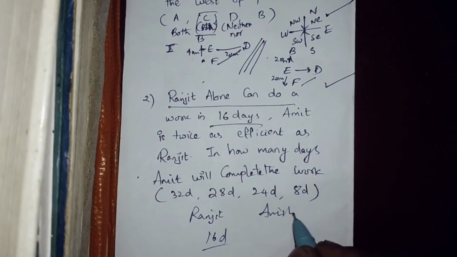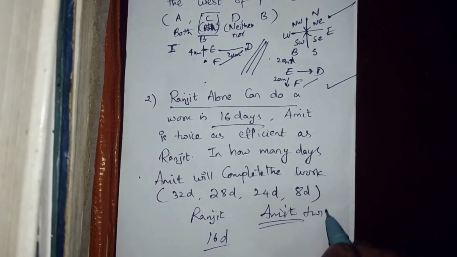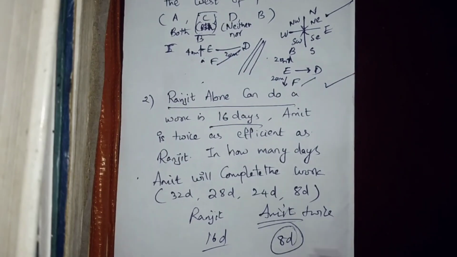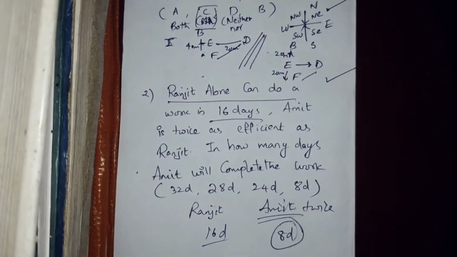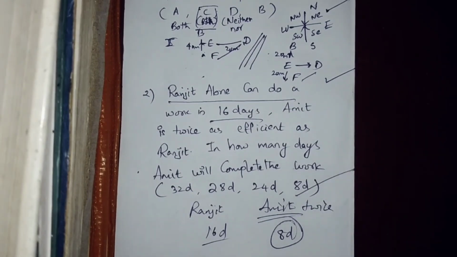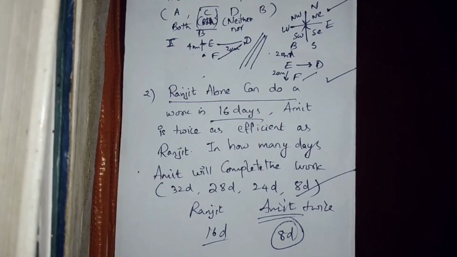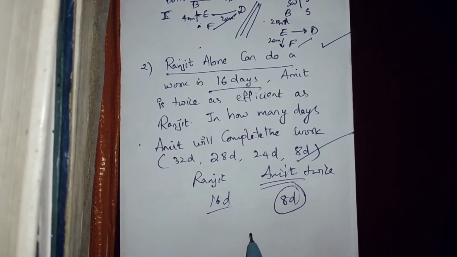Amit is twice as efficient. Twice means it definitely becomes 8 days. More efficient, less time. This is the answer. So without solving, we can tell directly that Amit can do it in 8 days. Otherwise, we can do it like this.